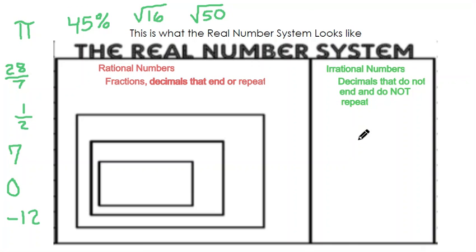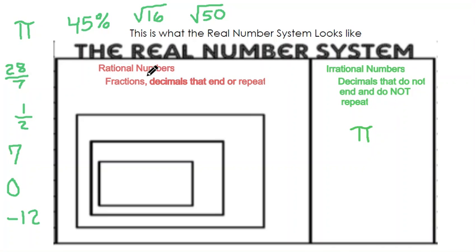The example that we always use is pi, right? Pi is 3.14159, and it keeps going on and it does not repeat. It just keeps going on forever. It's a big, weird, long number, and it's irrational. If it's an irrational number, that's all it is. It's still a real number because it's part of the real number system.